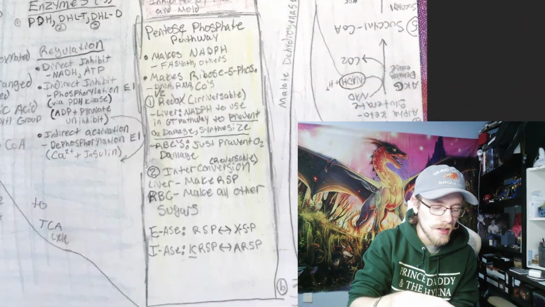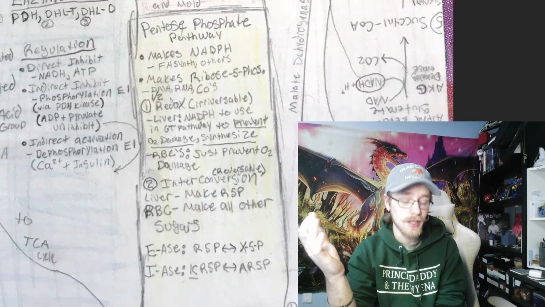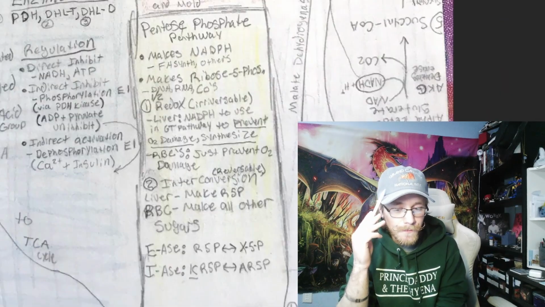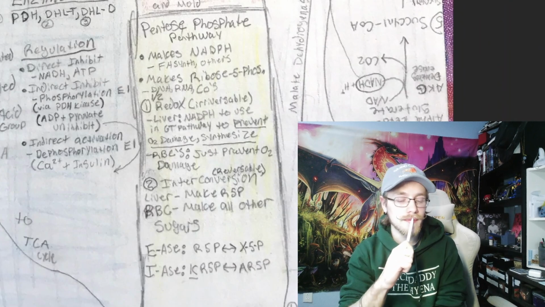The last thing we got to talk about, though, is the pentose phosphate pathway, because there are some cells in our body that don't have mitochondria. Can you guess which one they are? I'll pause for a second for you. What cells don't have mitochondria? That's your question of the day.